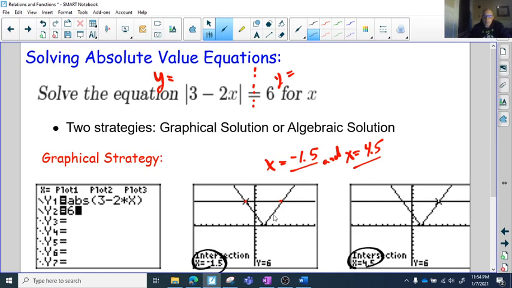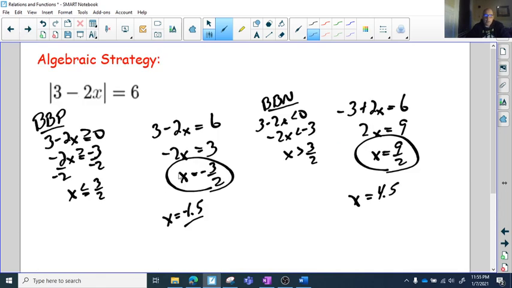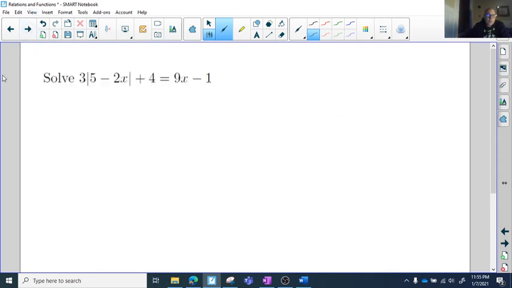So this is using technology. This is using good old-fashioned elbow grease and algebra. Elbow grease is hard work for those that don't understand that analogy.